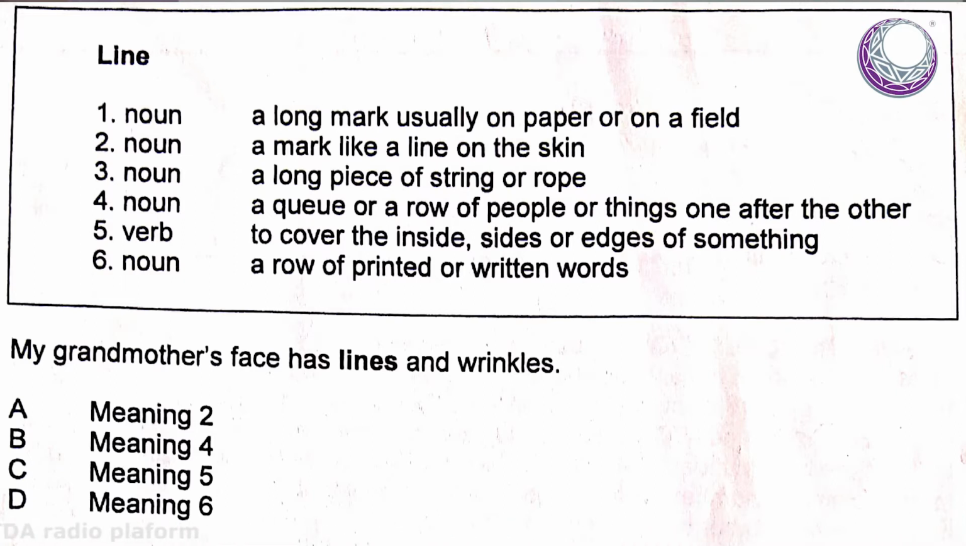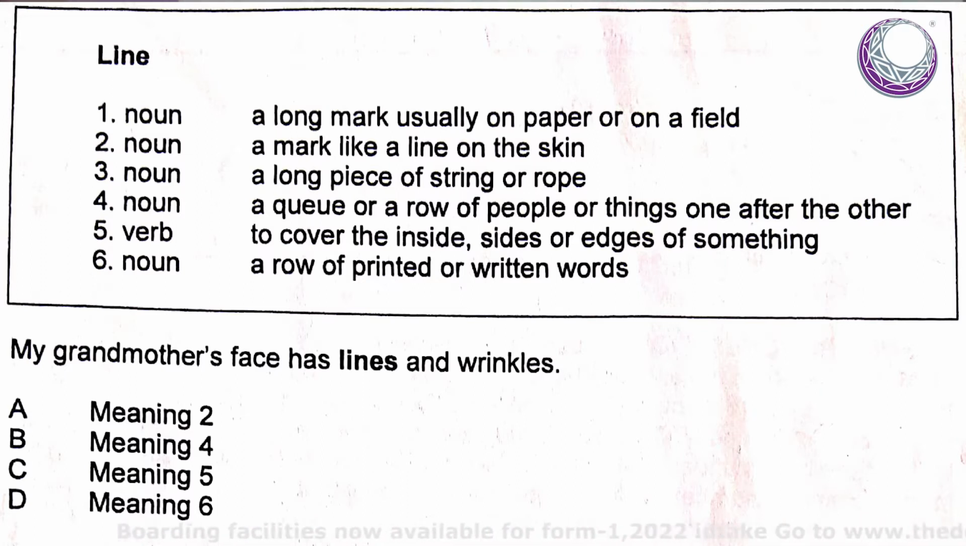Then here we have this one, which is described as a verb. Yes, the word line is used as a verb. So it says to cover the inside or the sides or edges of something. So that's how the word has been used. All right, so we come to the 6th one. It's the last but not the least, of course. We have this one which says a row of printed or written words, usually on a piece of paper, probably in a magazine or so.